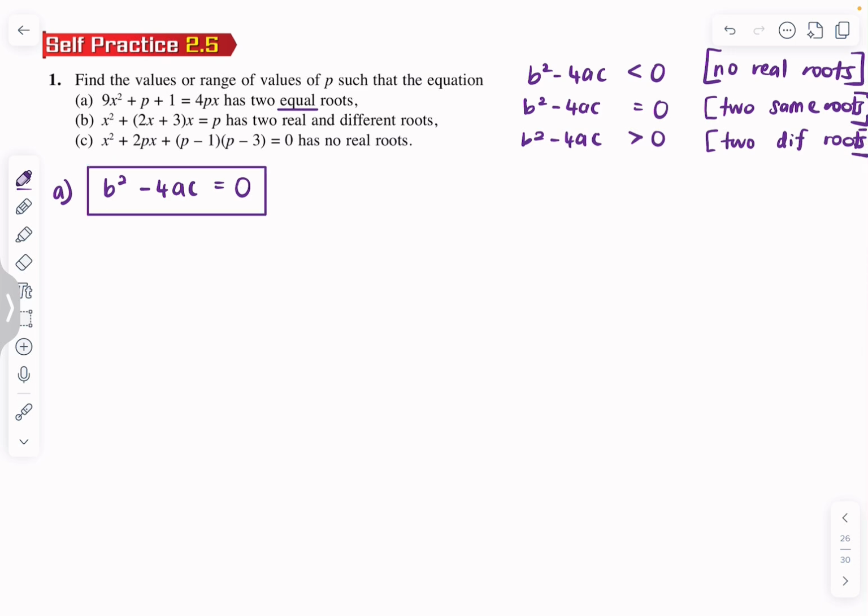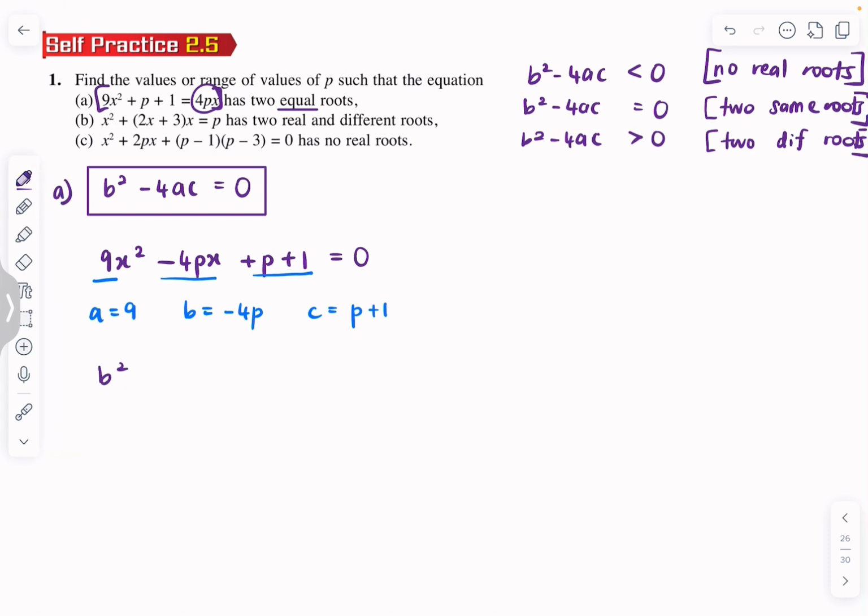Alright. First, let's rearrange this all to make it into the general form. So we bring 4px over here, it will become negative 4px plus p plus 1 equals to 0. So from here, our a is 9, our b is negative 4p, and our c will be p plus 1. Then we put it all into the equation.